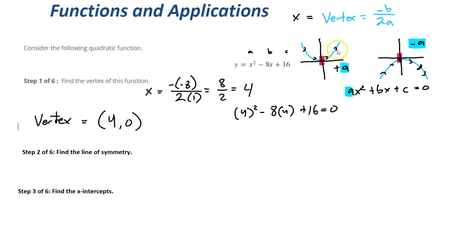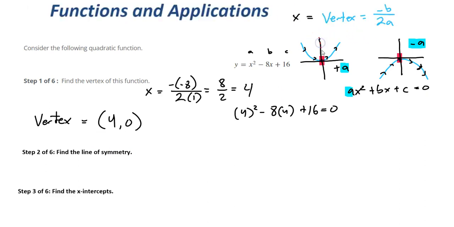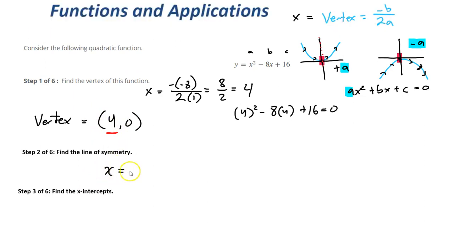The line of symmetry is the lowest point on this graph to where I could cut it in half, perfectly in half. Well, notice if I just use this right here, that's going to be your x value. This right here is going to be your line of symmetry. Always, whatever value this is, that's your line of symmetry. So my line of symmetry here is x equals 4.